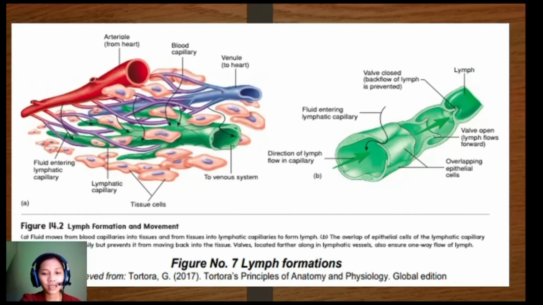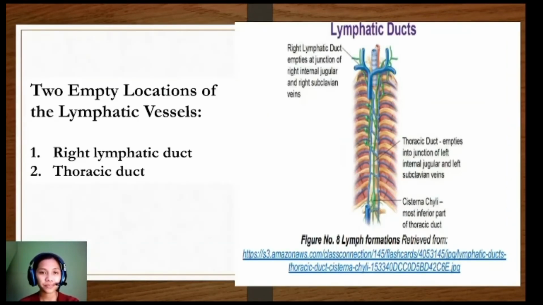So this is the lymph formation. Fluid moves from blood capillaries into tissues and from tissues into lymphatic capillaries to form lymph. The overlap of epithelial cells of the lymphatic capillary allows fluid to enter easily but prevents it from moving back into the tissue. The valves located farther along in lymphatic vessels also ensure one-way flow of the lymph.